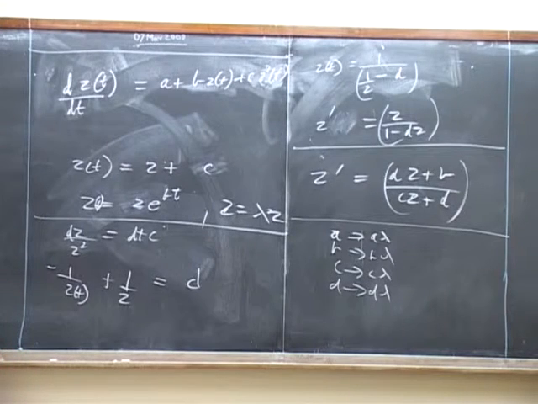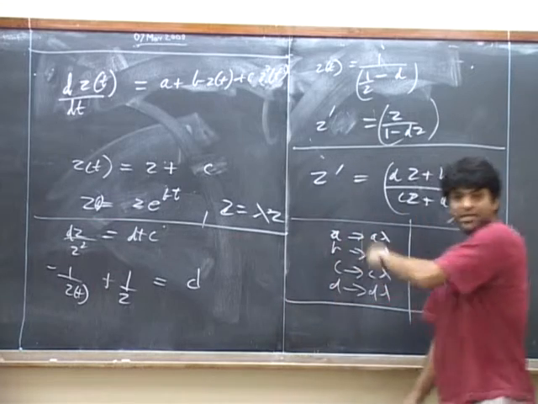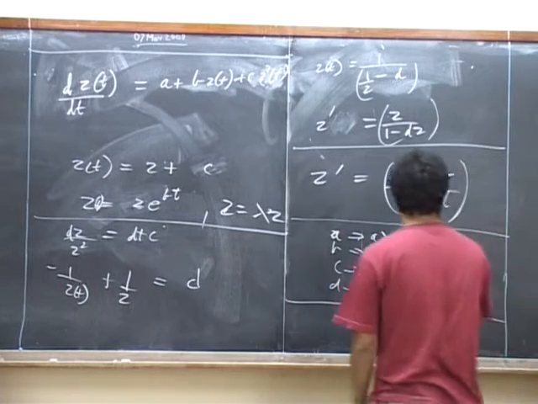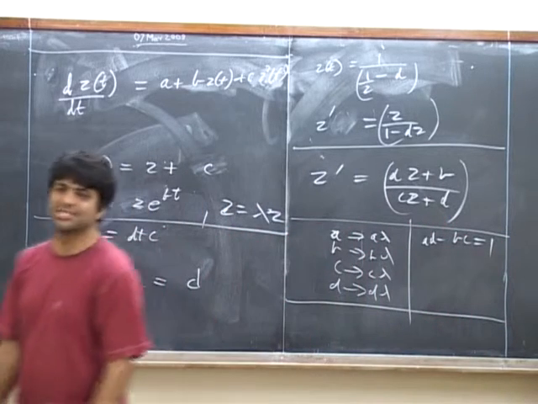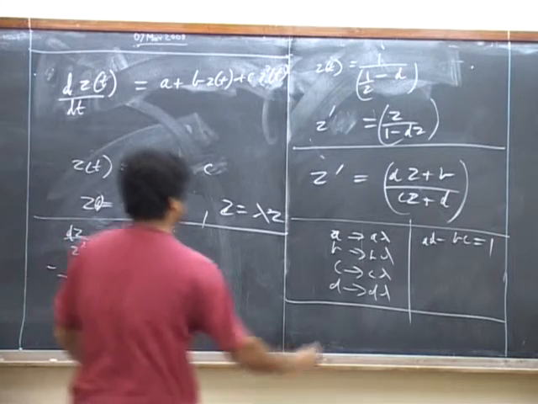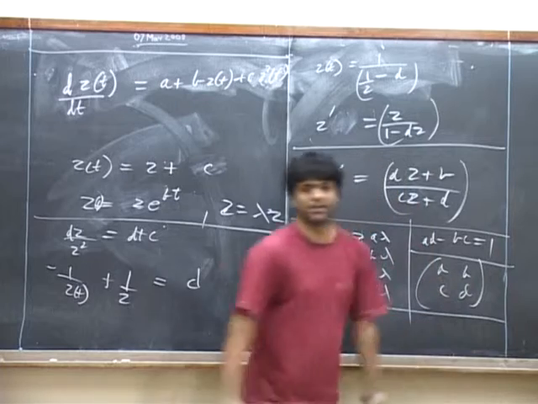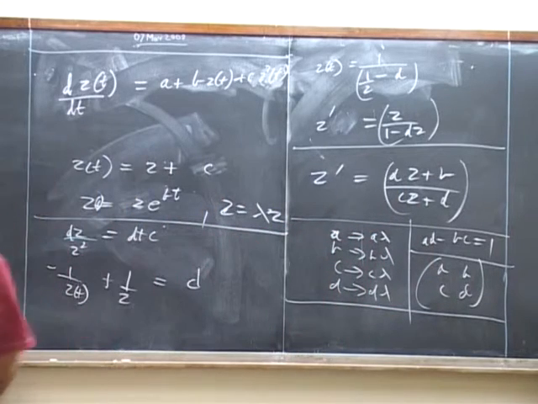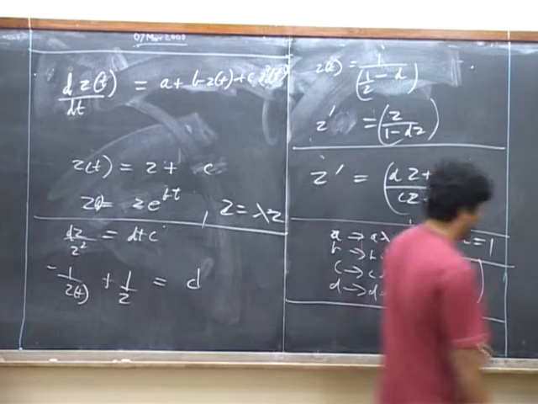And it's conventional to fix this ambiguity of overall scaling by choosing AD minus BC equals 1. Maybe choose lambda so that that's true. Okay? So if you think of this as a matrix A, B, C, D, the determinant of this matrix is 1. Okay? So that tells us. Okay.